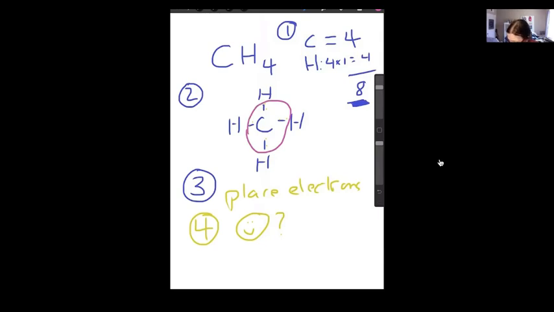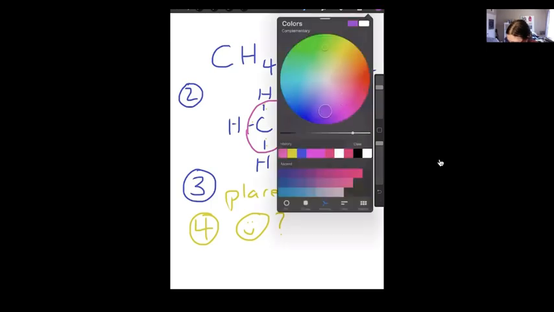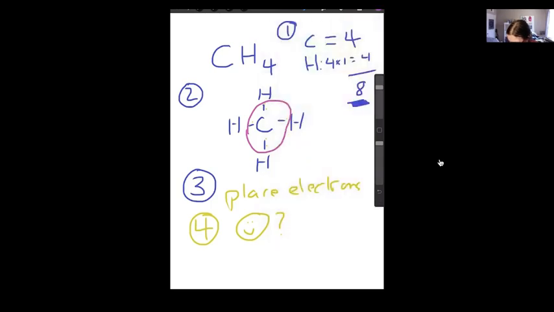What about the hydrogens? The hydrogens all have just 2 electrons around them. And you can see that they all have 2 electrons, and they're happy too, because hydrogen is one of the exceptions. Hydrogen is happy with 2 electrons. So that was step 4, checking for happiness.